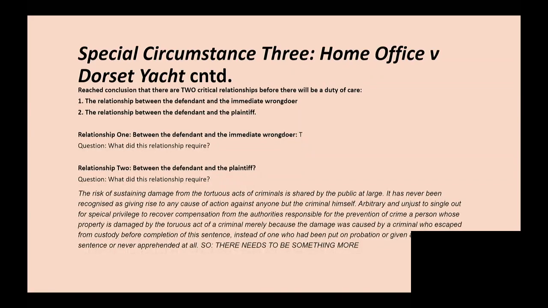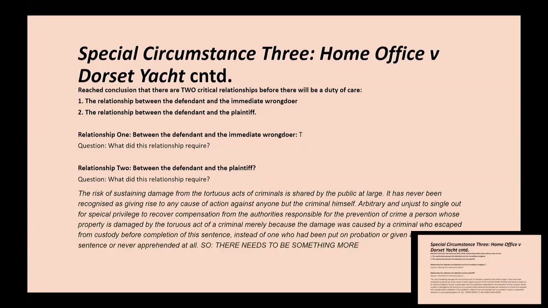This is all the legally significant features of duties of care. Is it essential or not? This is how this analogical reasoning works. So he reaches the conclusion that there are two critical relationships before there will be a duty of care. Question one, what is the critical characteristic of the relationship between the defendant and the immediate wrongdoer? That's the first question. Second question, what is the relationship between the defendant and the plaintiff?